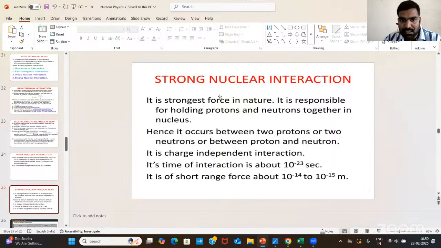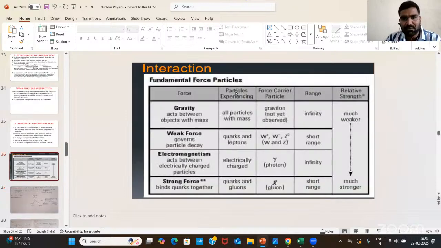Okay, these are the four nuclear interactions, or fundamental interactions, we will say. The strongest of all is the strong nuclear interaction, and next is electromagnetic interaction, and third one is weak interaction, and the fourth one is gravitational interaction. Remember these four interactions, and let us see the next slide. These are the four fundamental interactions of the particle. You just see this one.